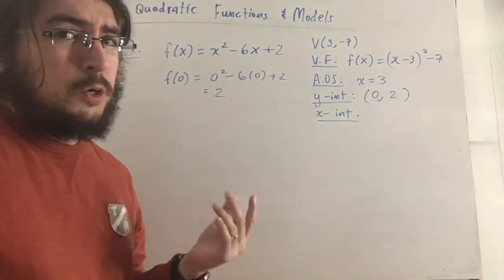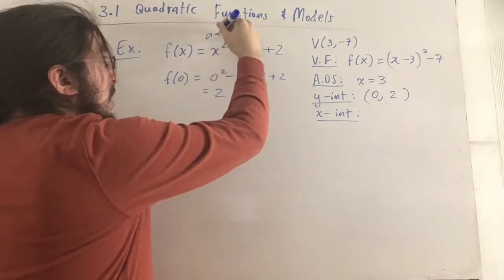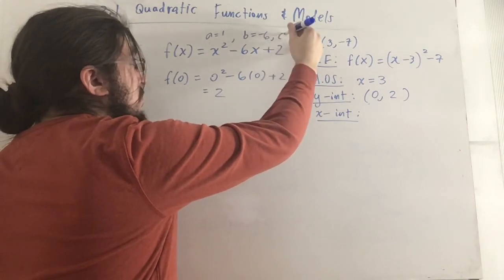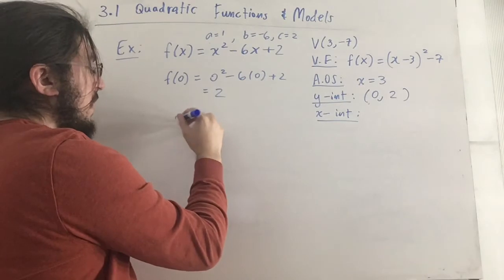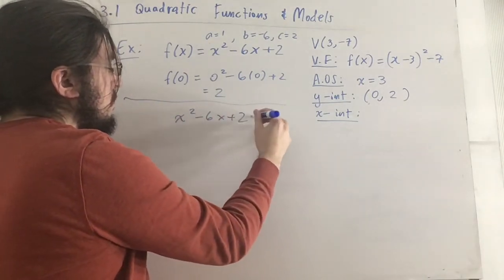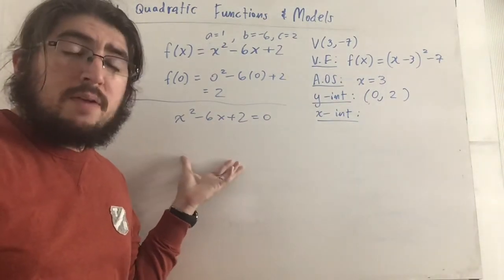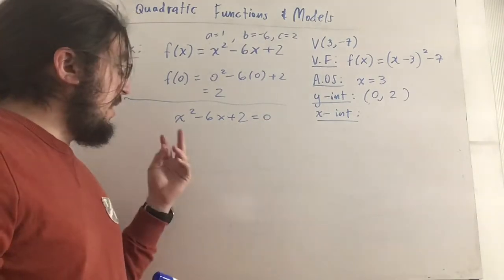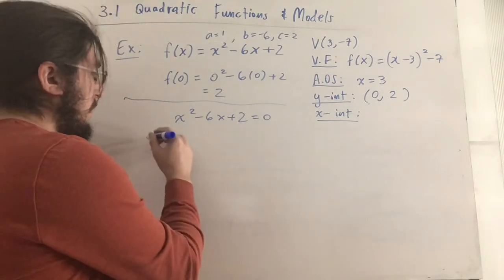The x-intercept is tricky in this case, and here's why. Remember that a is 1, b is negative 6, and c is 2. So if we set this equal to 0 to find the x-intercept, to solve this equation, this is actually not factorable. You can try to factor it, but it's not doable. Instead, we have to use the quadratic formula. So let's see if we can apply it.